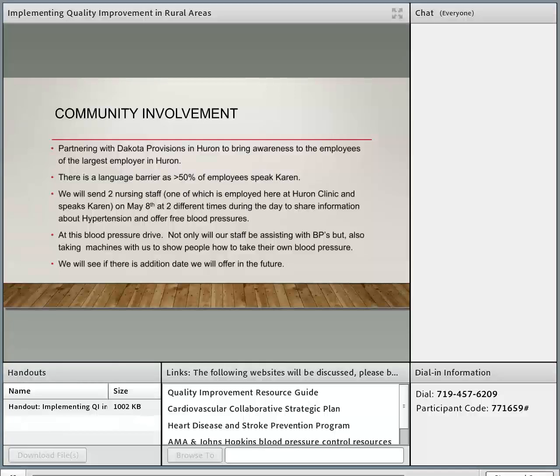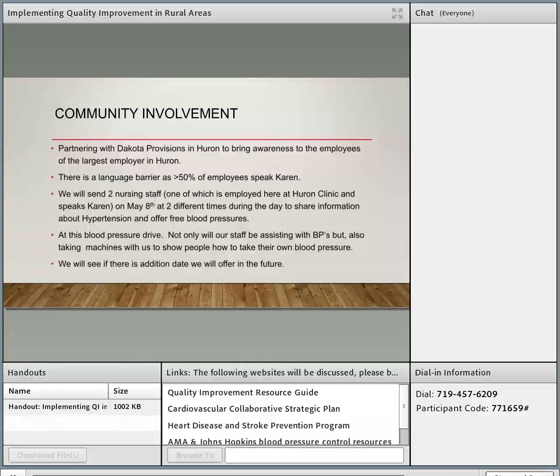So there's a big barrier there, in which we've been fortunate enough to send a Karen student to medical assistant school who now works for us. And we're going to send 2 nursing staff out to the plant at Dakota Provisions, one of whom speaks Karen, in early May, and a couple different times during the day.